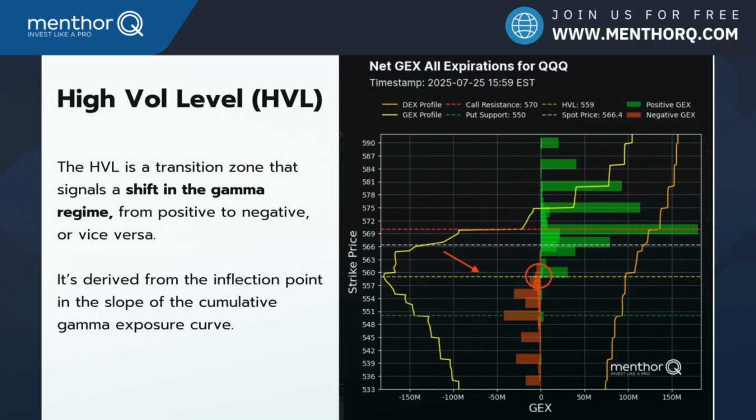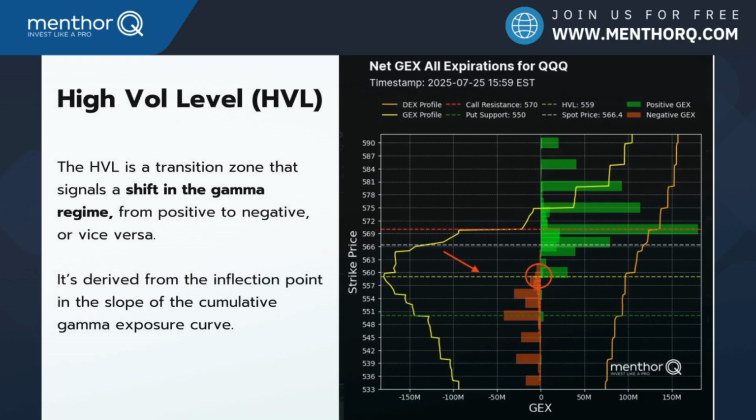Now let's go into our third gamma level, which is the high volatility level, or HVL. The HVL is our transition zone, and that signals a shift in gamma regime from positive to negative, or vice versa. It's derived from the inflection point in the slope of the cumulative gamma exposure curve. So the yellow curve that you see there, that's where we see the inflection point. So what does that mean?